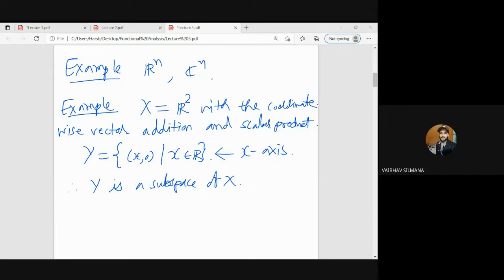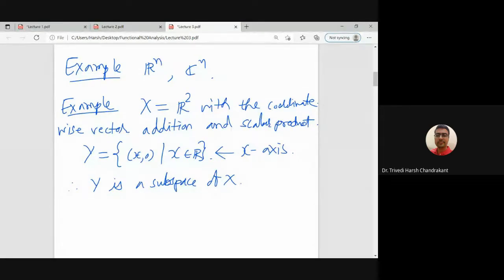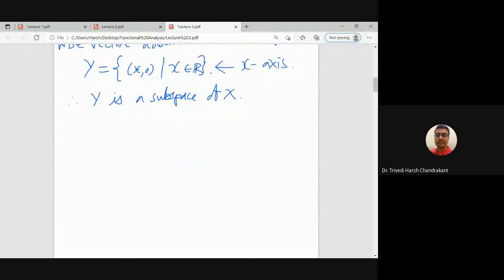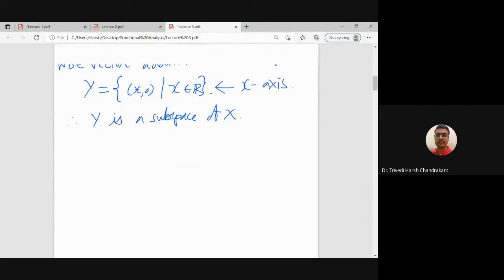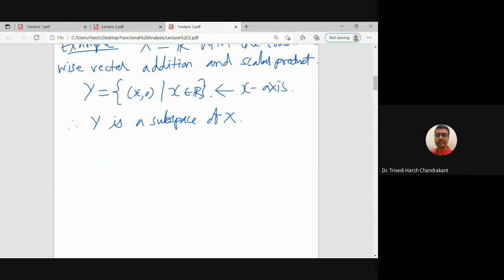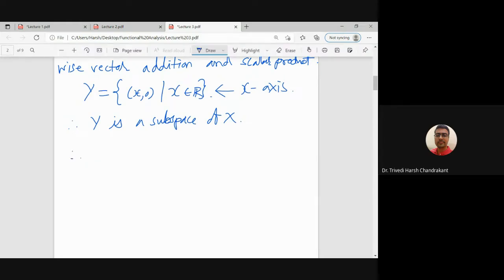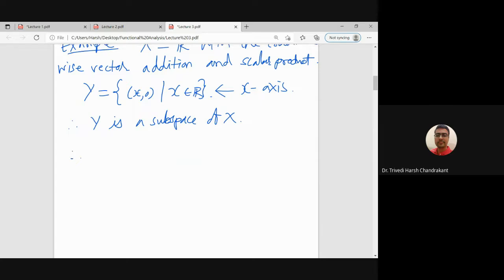Right, you must have seen that in linear algebra. So for the two properties of a subspace we can check: the zero element is there and the difference is there. So Y is a subspace. Now the question is, what will be the equivalence class here? So what is the equivalence class of X?